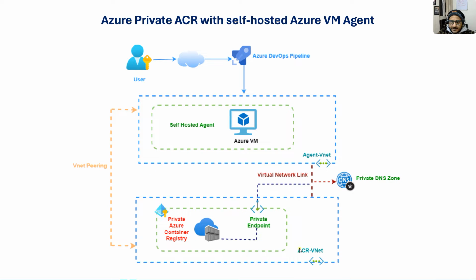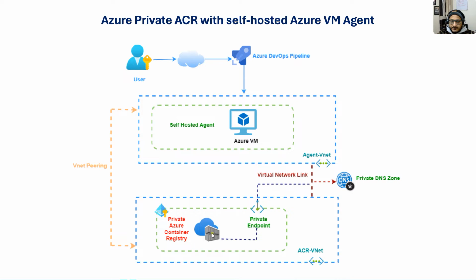Now in this ACR VNet, I am going to create a private Azure Container Registry. There is an important point: whenever you are going to create a private Azure Container Registry, you have to use the premium pricing plan. Otherwise you can't create a private Azure Container Registry with the basic or standard pricing plan. So you have to use premium.